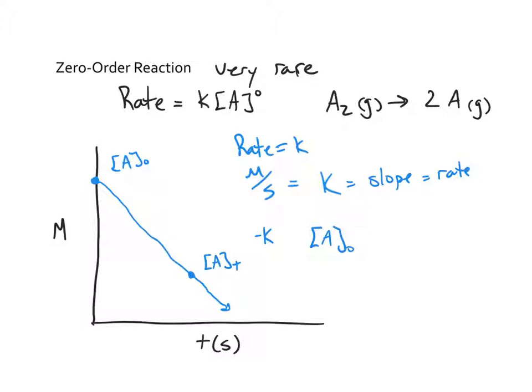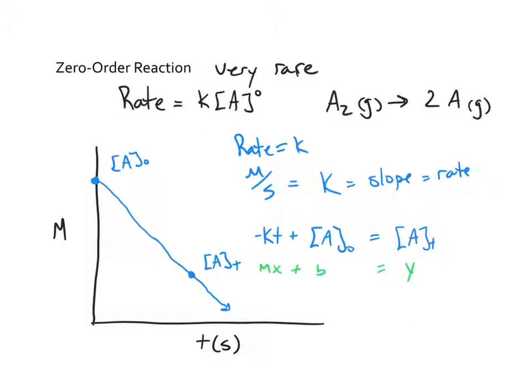The variable along the x-axis is time, and if I add those together, I get what is equal to the concentration of A at time t. Now if you look very closely at what I just drew, I basically just drew you the formula for a line in the form of y equals mx plus b.